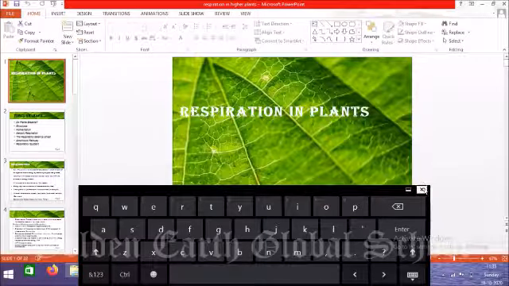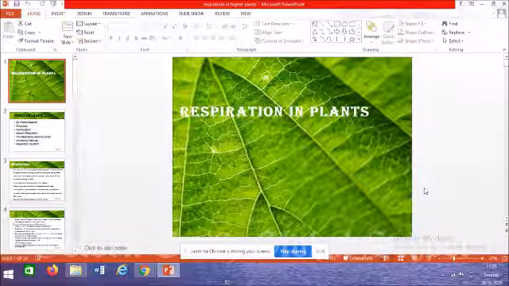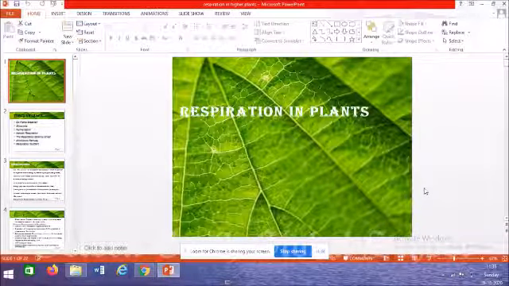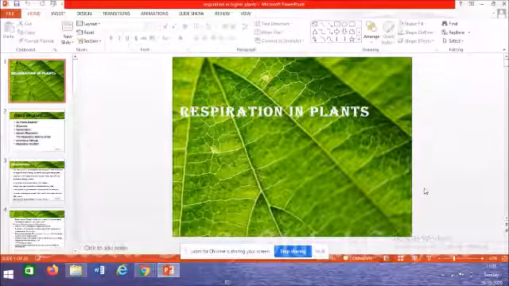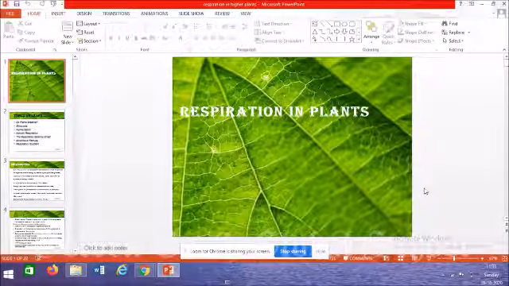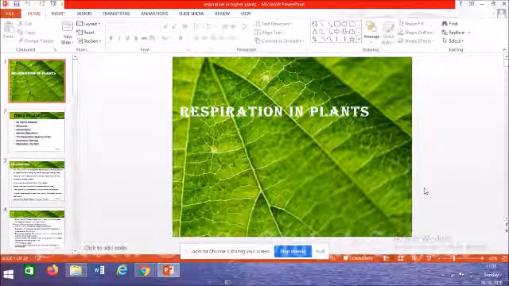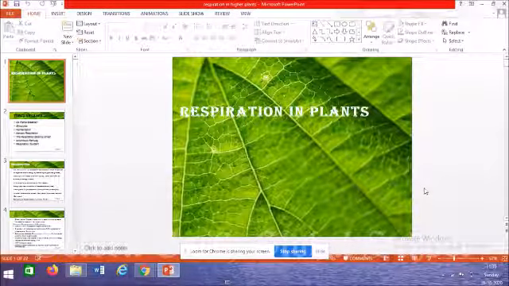Today we are going to start a new chapter, that is respiration in plants. Respiration includes the production of energy. How is that energy being produced? The energy is produced by the oxidation of food. Any living organism takes in oxygen, and also takes in food.